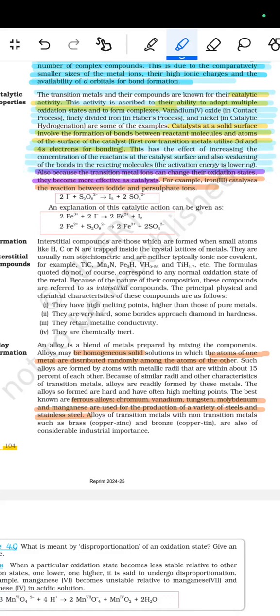Also because the transition metals can change their oxidation state, they become more effective as catalysts. For example, iron(III) catalyzes the reaction between iodide and persulfate ions.